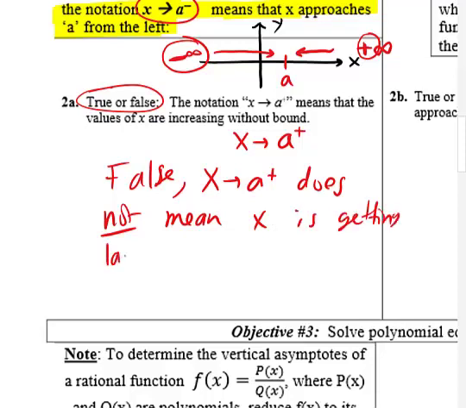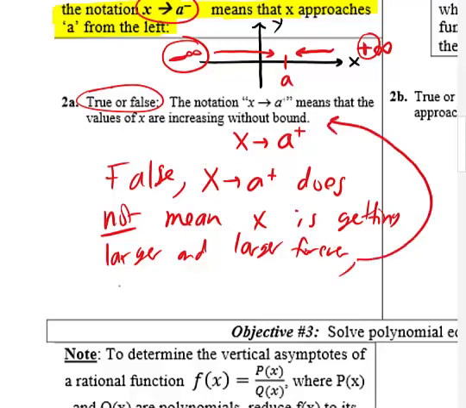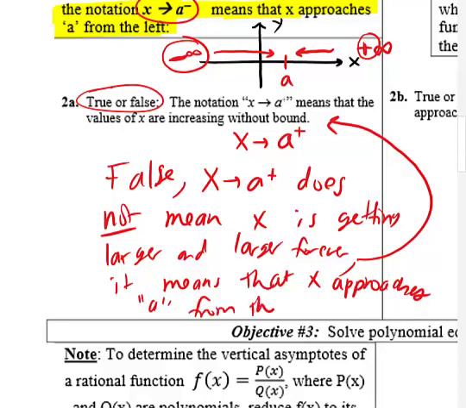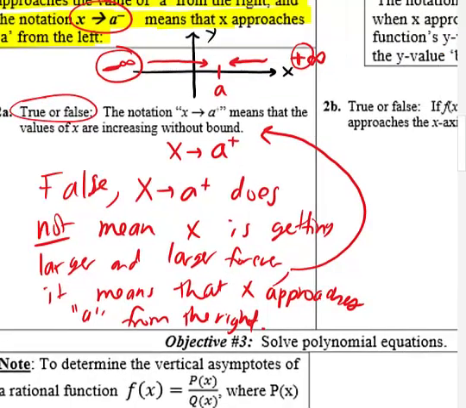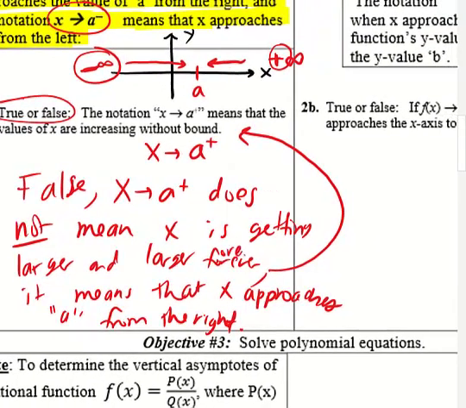x is getting larger and larger forever, which basically is what increasing without bound means. It means that x approaches a from the right, or from the positive numbers, I guess. Yeah, sorry, this is hard to read, huh?